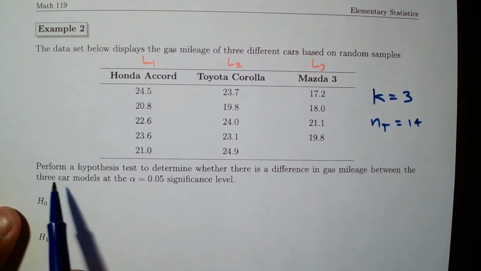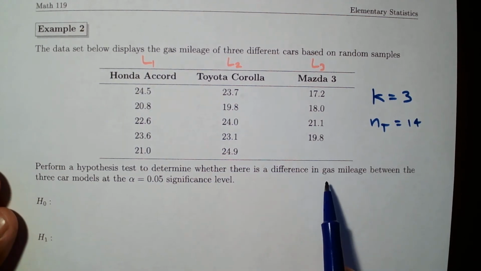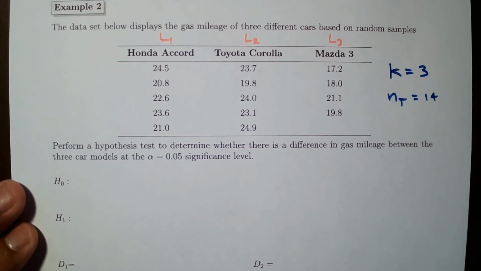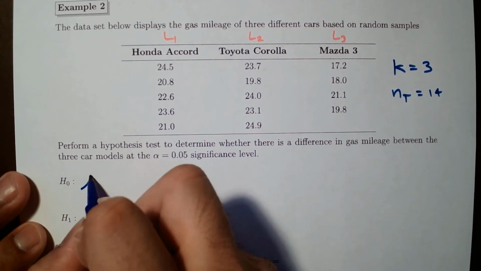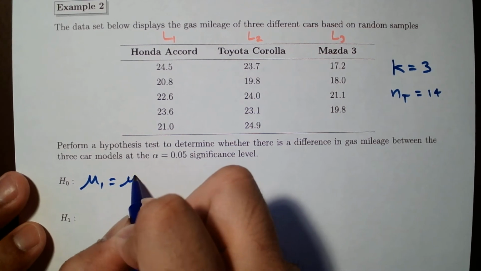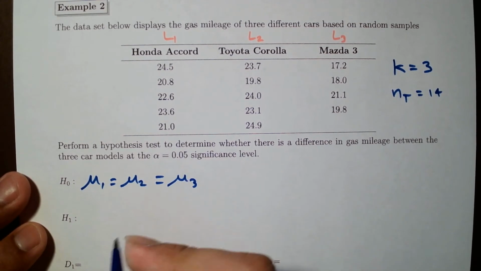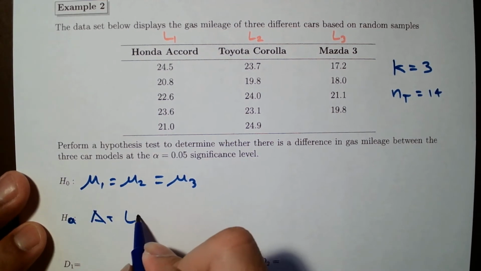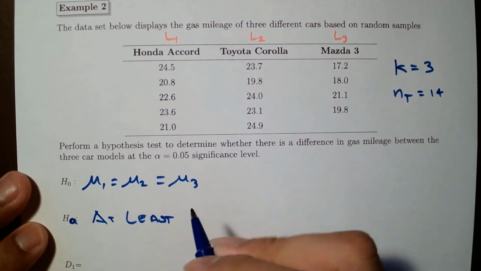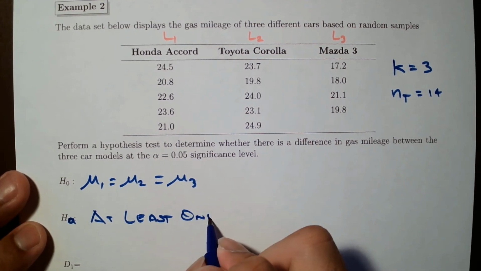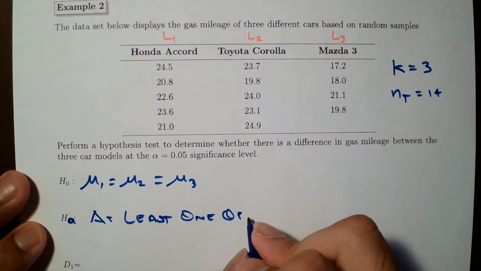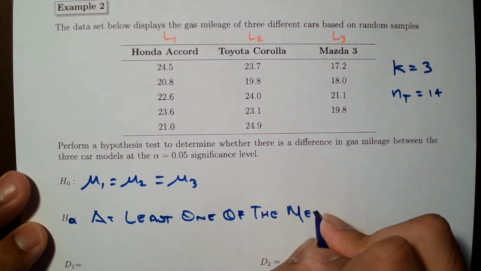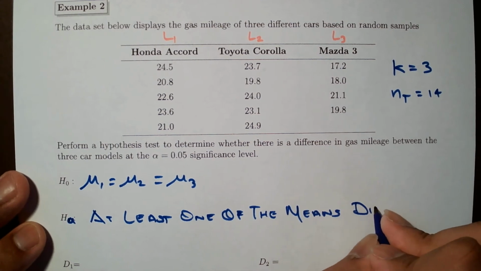All right, perform the hypothesis test to determine whether there is a difference in gas mileage between the 3 car models at an alpha 0.05 significance level. So the H0: mu1 equals mu2 equals mu3. The HA, on the other hand, at least one of the means differ.